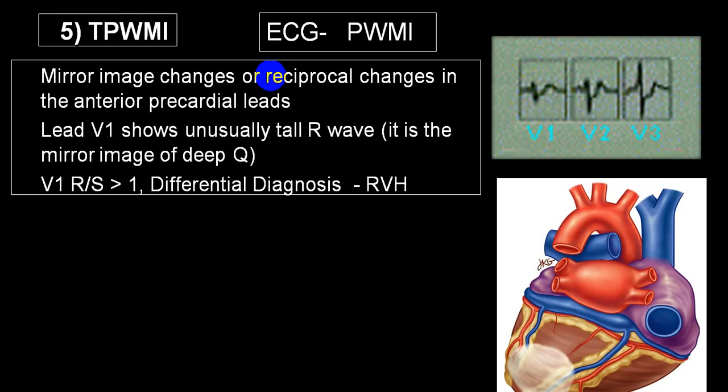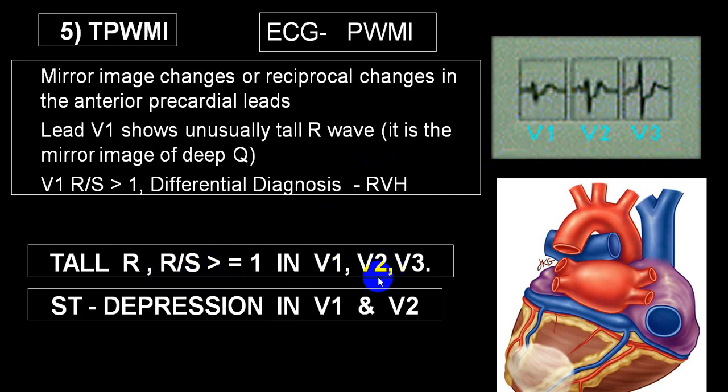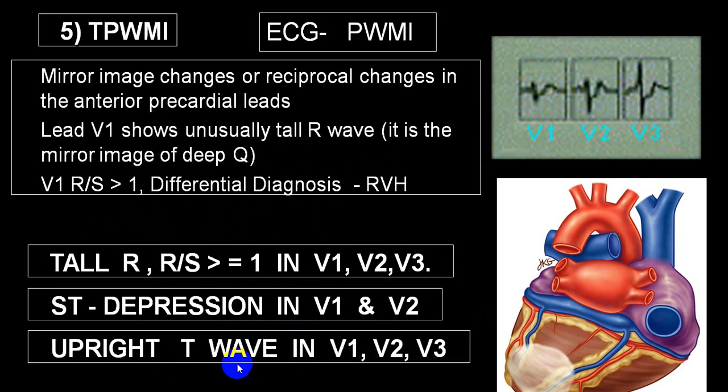A person comes to you with chest pain and you get only reciprocal changes seen in V1, V2, V3. So you have got an ST depression with R wave, and the R wave may be more than the S wave, and you have got a tall T wave. So if you get those criteria, that is a tall R wave bigger than S wave in V1, V2, V3, ST depression in V1, V2, V3, and an upright tall T wave in V1, V2, V3, you should suspect true posterior wall MI.